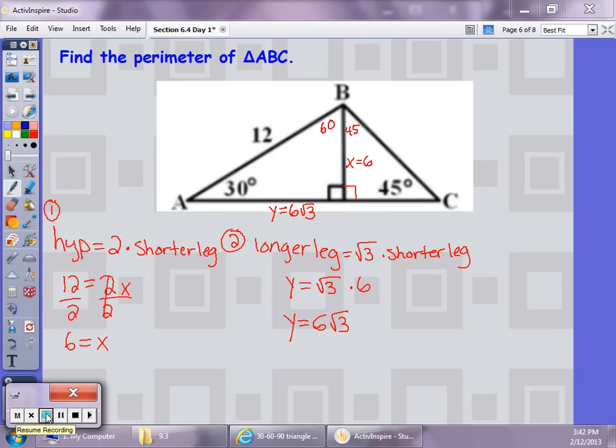Now let's focus on the right-hand side of the triangle, which makes a 45, 45, 90 triangle. So remember in a 45, 45, 90 triangle, the legs are going to be equal. If this length here is 6, it means that this length here is also going to be 6. And remember that the relationship in a 45, 45, 90 triangle says that the hypotenuse will always be root 2 times the shorter leg, which is 6. So now we know that the hypotenuse is going to be equal to 6 root 2.